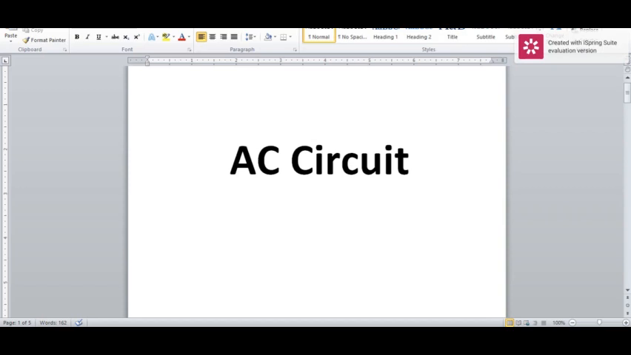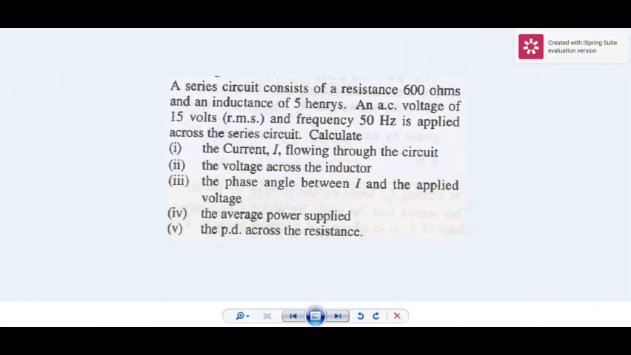AC circuit. A series circuit consists of a resistor of 600 ohms and an inductance of 5 henries. An AC voltage of 15 volts root mean square and frequency 15 Hz is applied across the series circuit. Calculate the current flowing through the circuit, the voltage across the inductor, the phase angle between I and the applied voltage, the average power supply, the PD across the resistance.